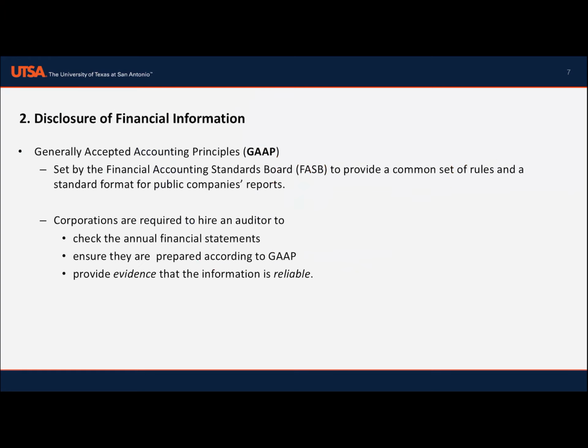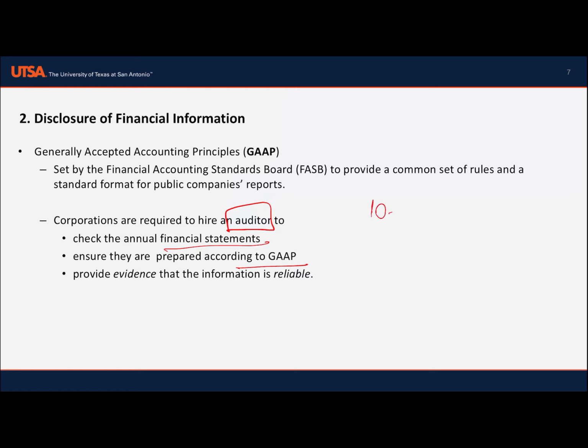Generally accepted accounting principles are set by the Financial Accounting Standards Board to provide a common set of rules and a standard format for public companies' reports. Corporations are required to hire an auditor to check the annual financial statements to ensure they are prepared according to generally accepted accounting principles, providing evidence that the information is reliable.